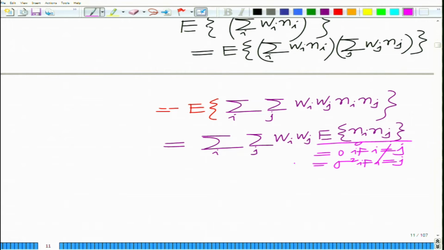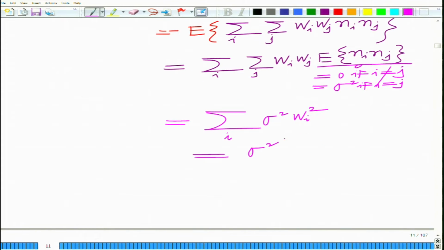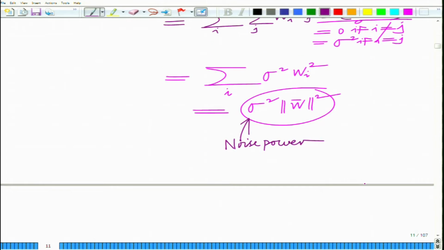Okay. So when i is not equal to j, the expected value of Ni Nj is basically 0. The noise samples on the two different antennas are uncorrelated, alright. So only the terms where i equals j survive, and in that case the expected value of Ni Nj is sigma square. When i equals j, Wi into Wj will be Wi square. So taking the sigma square outside, this will be sigma square summation Wi square, which is basically nothing but norm W bar square, and this is basically the noise power.